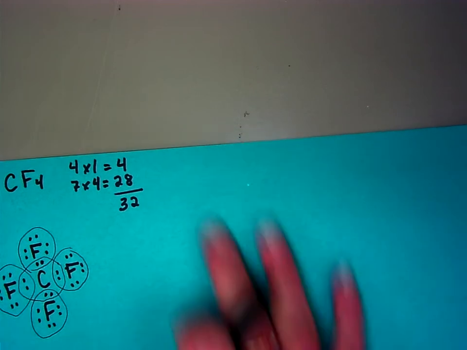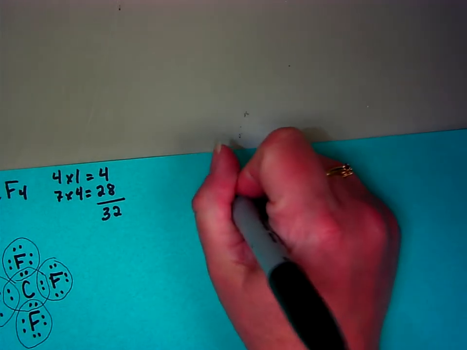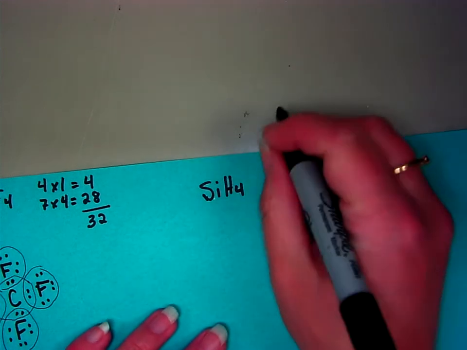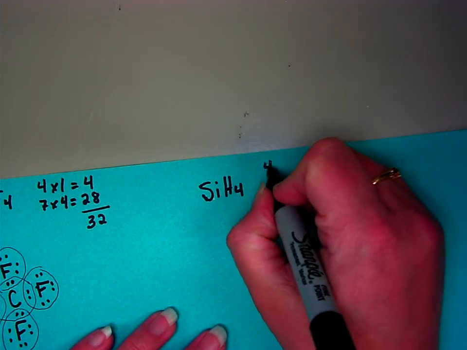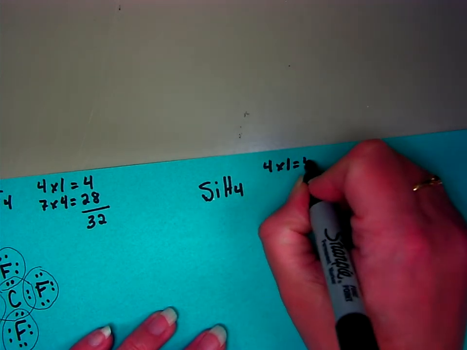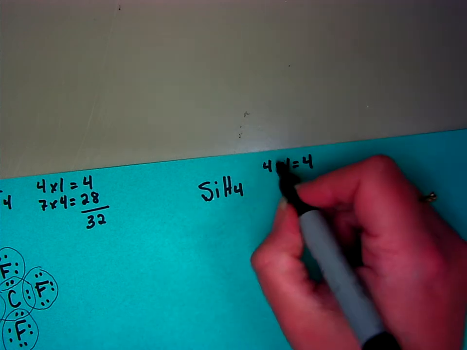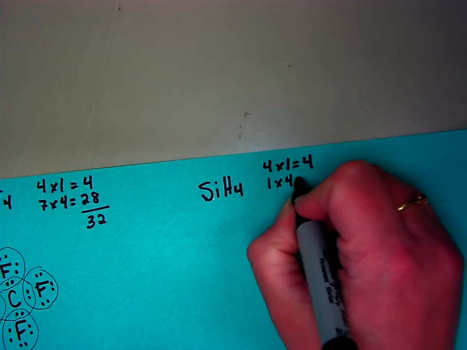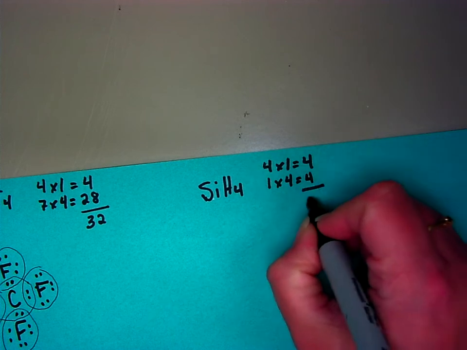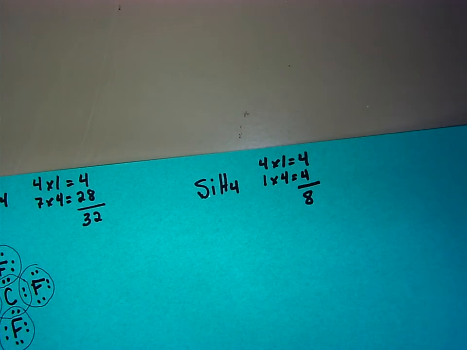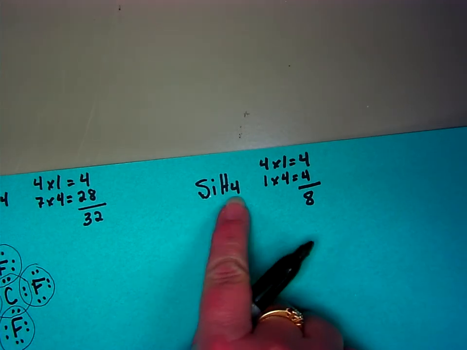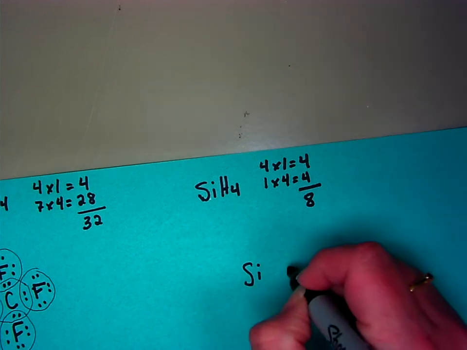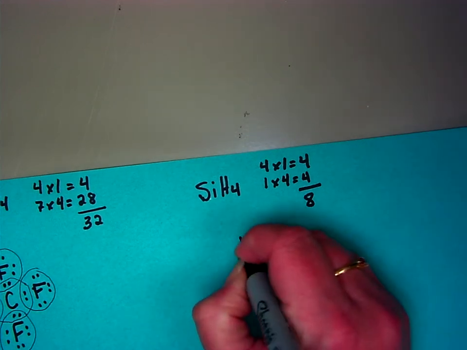The next one we're going to do is SiH4. So we have silicon, which has 4 valence electrons. We can look that up on the periodic table. And hydrogen has 1 valence electron each, but we have 4 of them. So that gives us a total of 8 valence electrons. Now, which atom is going to go in the middle? Well, it'll be the single atom. So silicon will go in the middle with 4 hydrogens around the outside.